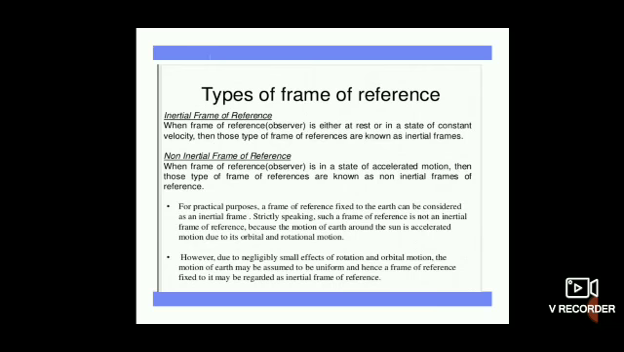Now, however, due to negligibility of small effects of rotation and orbital motion, the motion of the earth may be assumed to be uniform. Hence, a frame of reference fixed to it may be regarded as an inertial frame of reference.